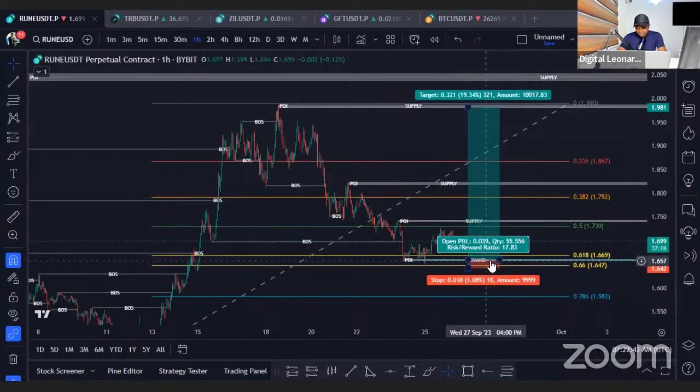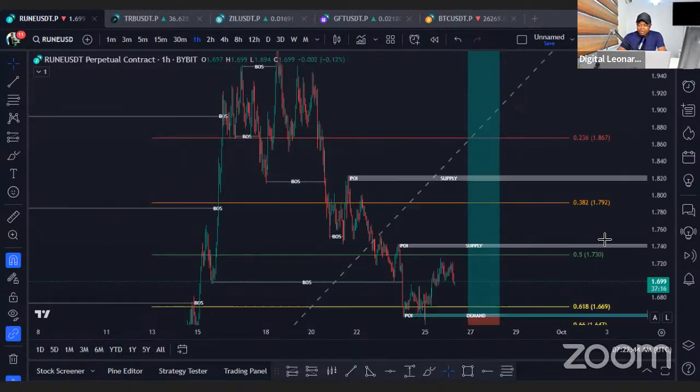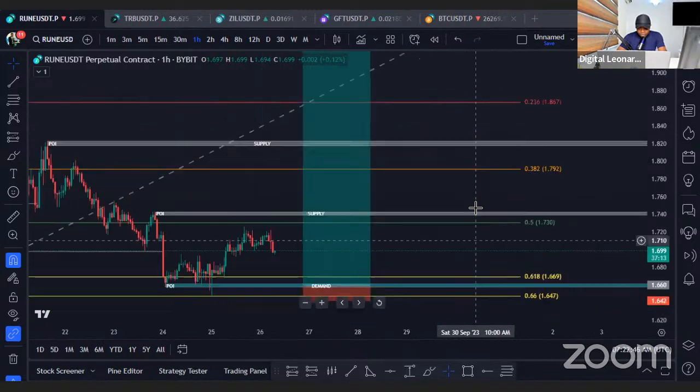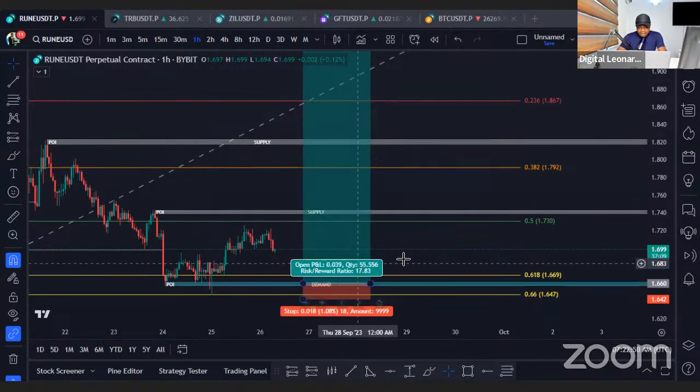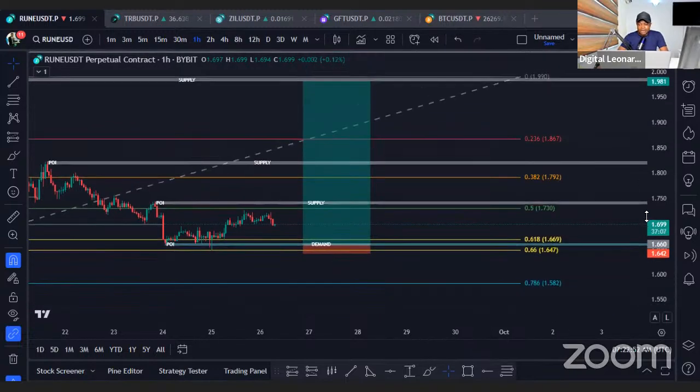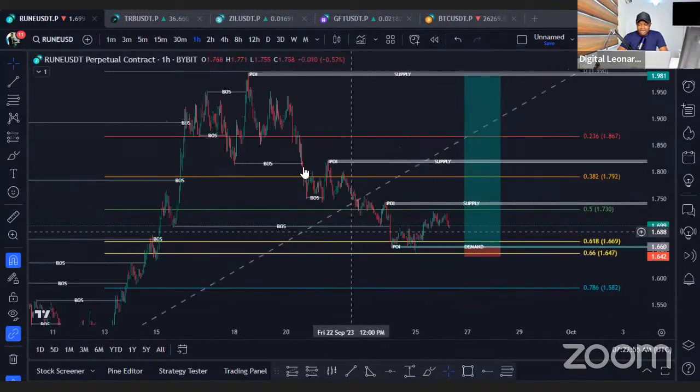If this actually pulls back down to that level, I'll be looking at taking a long trade to the upside. So I want to see this come back down to this level, then I'll be looking at taking a long trade from here to the upside. So if you are going to be trading Rune, that's what I personally will be looking at. And what is the reason for that?